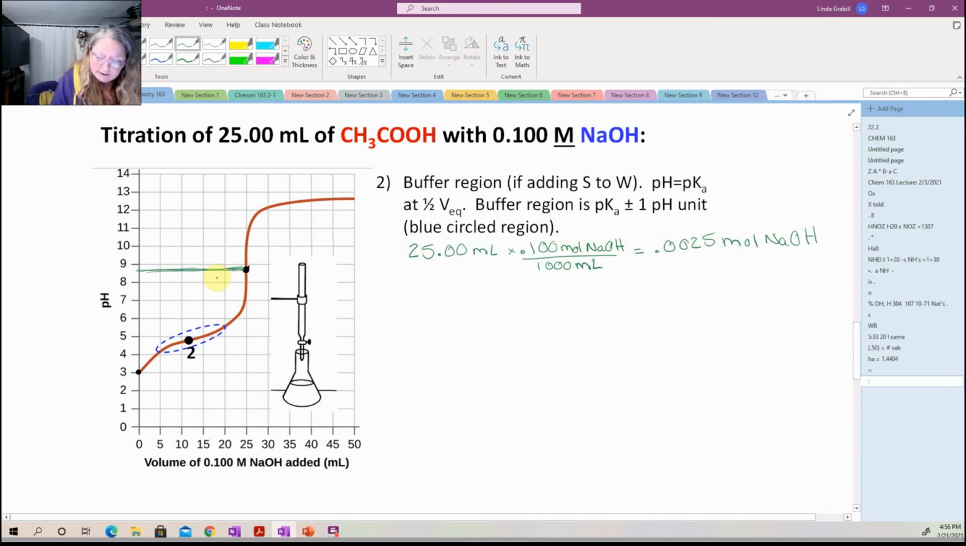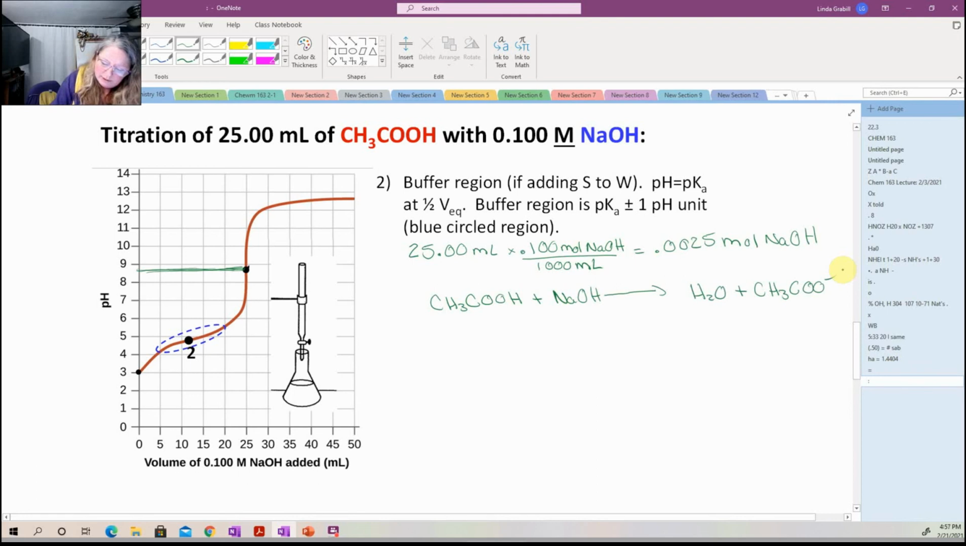So what reaction have I done? I've done CH3COOH plus NaOH, and this is a one-way arrow. It's a one-way arrow because I'm going to use all of my weak acid and my strong base. And what is this going to give me? Let's see, I'm going to protonate that hydroxide, and I'll get water plus my CH3COO minus.